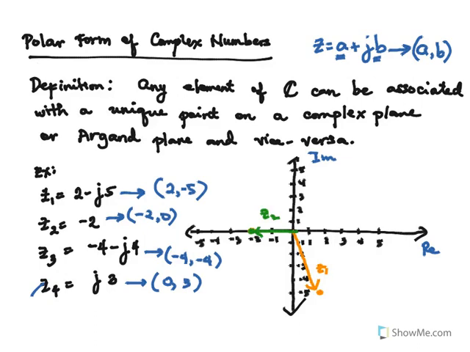Your z sub 3 is associated with (-4, -4). So (-4, -4) is this point. So z3 is this vector. And z4 is (0, 3). So (0, 3) is this point here. So your complex number z4 will be this vector. So that's how you sketch your complex number in a complex plane or an Argand plane.